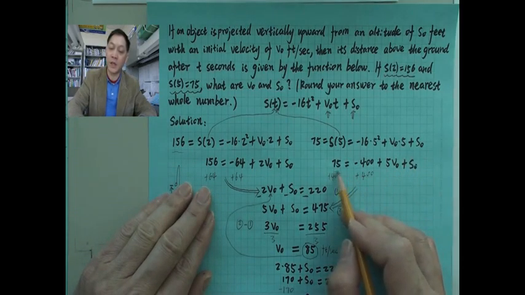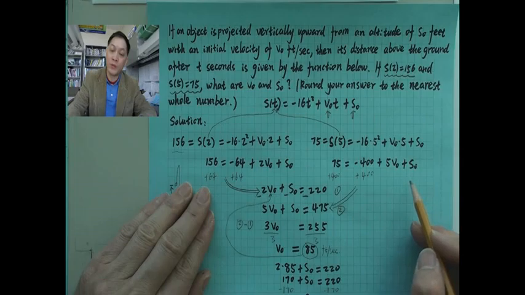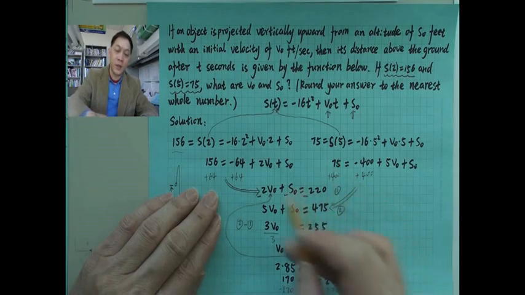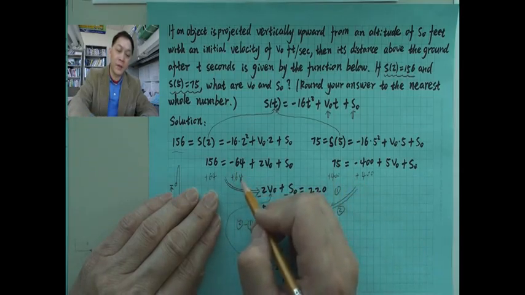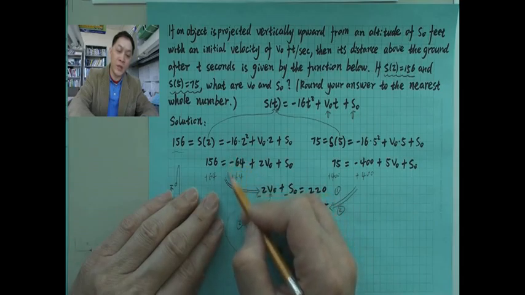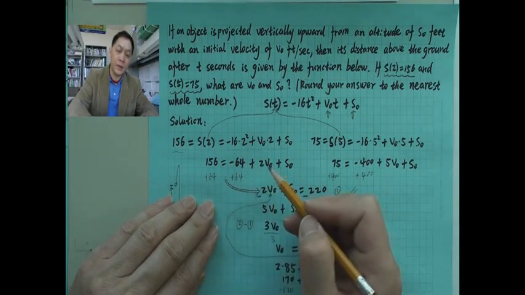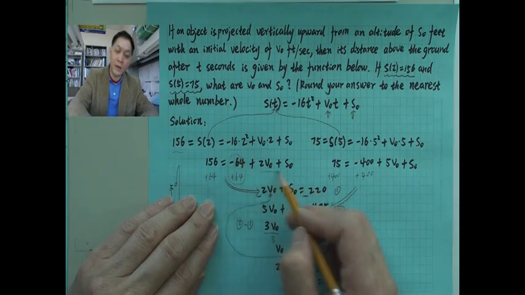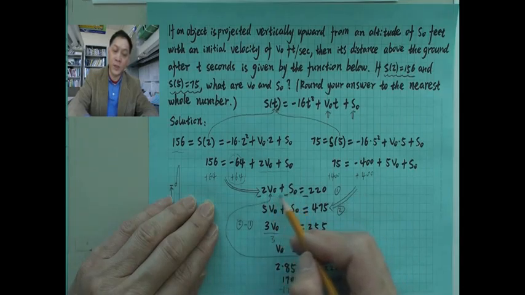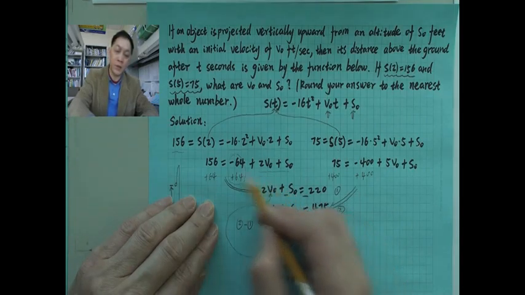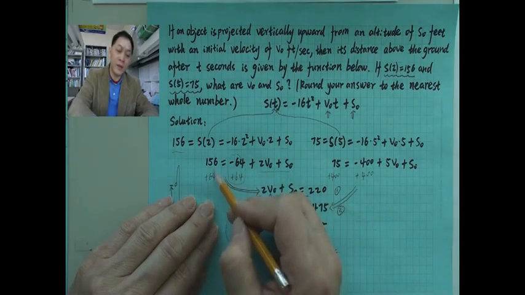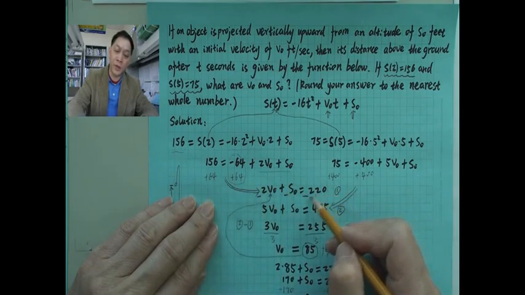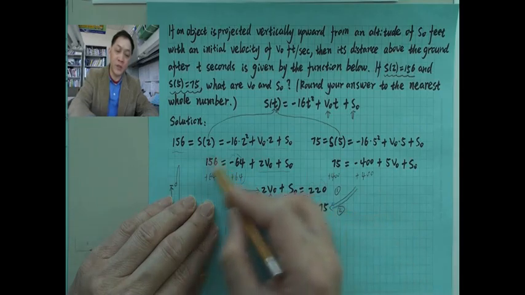So then we have the second equation. We want to further simplify these two equations. Look, here is negative 64, so you add positive 64 to cancel that. If you cancel that, the right hand side is just 20 plus S0. The left hand side is 156 plus 64, that's 220. So this is from the first equation.